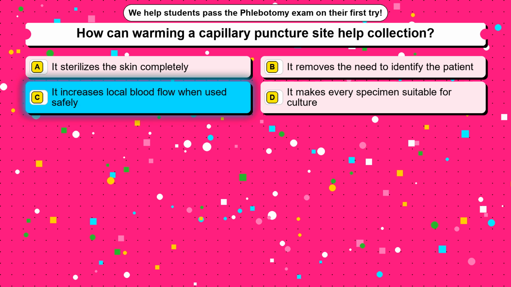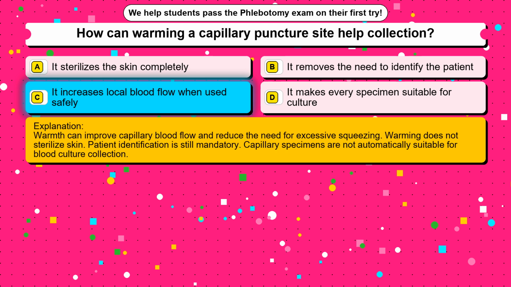The correct answer is option C. It increases local blood flow when used safely. Warmth can improve capillary blood flow and reduce the need for excessive squeezing. Warming does not sterilize skin. Patient identification is still mandatory. Capillary specimens are not automatically suitable for blood culture collection.